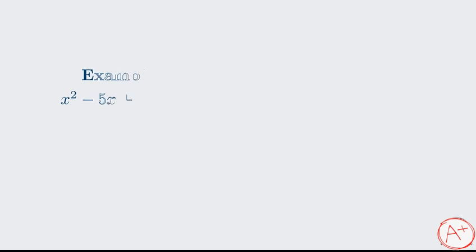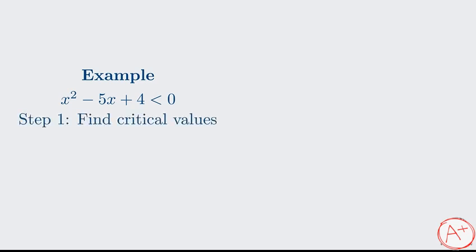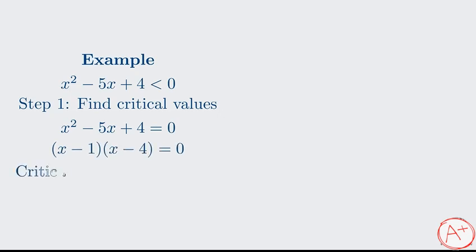Let us apply our procedure to solve the inequality x squared minus 5x plus 4 is less than 0. First, we find the critical values by setting the expression equal to 0. x squared minus 5x plus 4 equals 0. Factorizing gives us (x minus 1)(x minus 4) equals 0. So our critical values are x equals 1 and x equals 4.